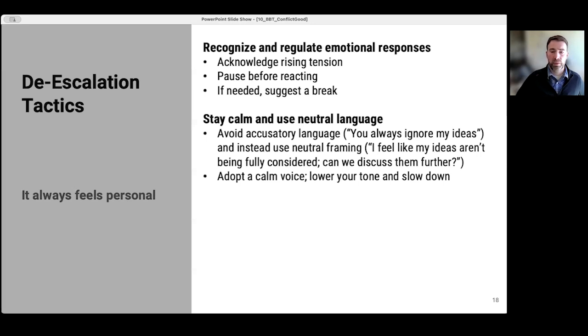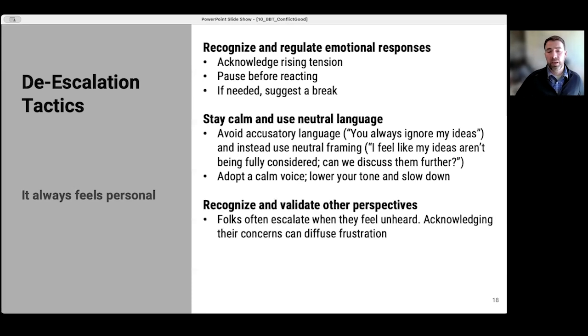Avoid pointing the finger. So don't say, you always ignore my ideas. Say, I feel like my ideas aren't being fully considered. How do we address that? You're not saying it's anyone's fault. You're basically saying, let's address the problem. Slow things down. Try and recognize other folks' perspectives.